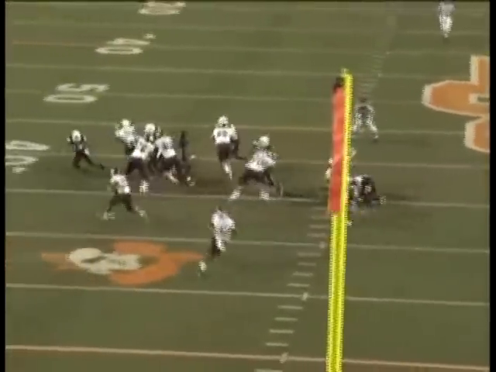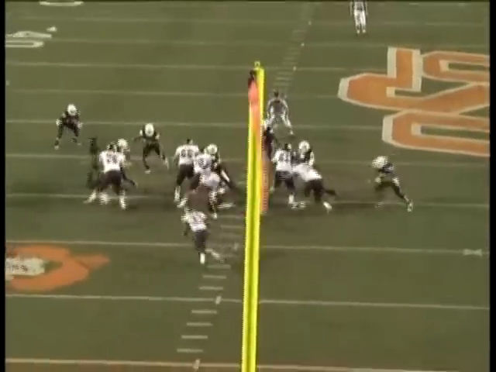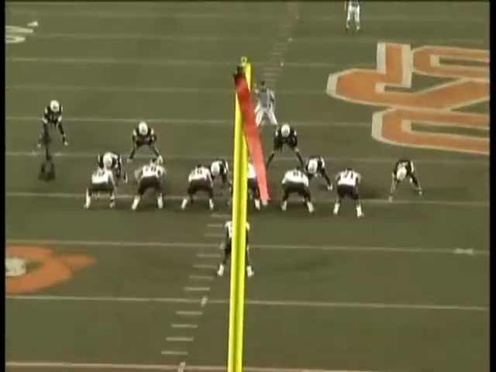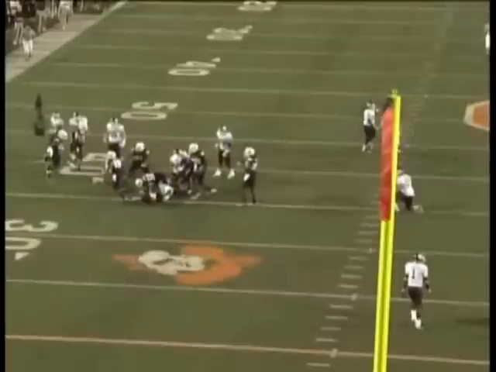Good job by the center, except the center's got to keep coming. Good release, final release by 65. Center's got to keep coming. Center's got to work his right hand, his backside foot right here. Backside hand, backside foot.